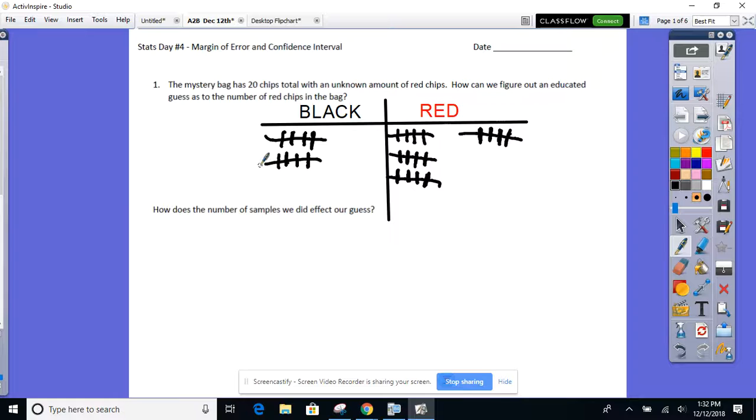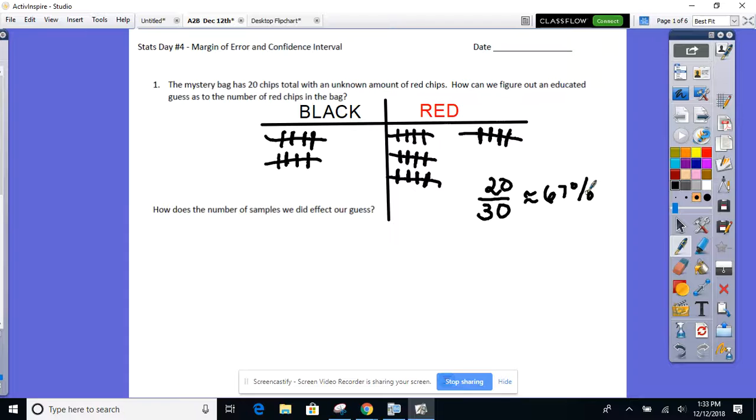Well, how many times did we choose? 30. How many reds came up? So 20 out of the 30 reds, right? So not 30 reds, but 20 out of the 30 picks were reds. What percent is that? What percent of reds did we pick out? About 66%. I'll round it to 67%.